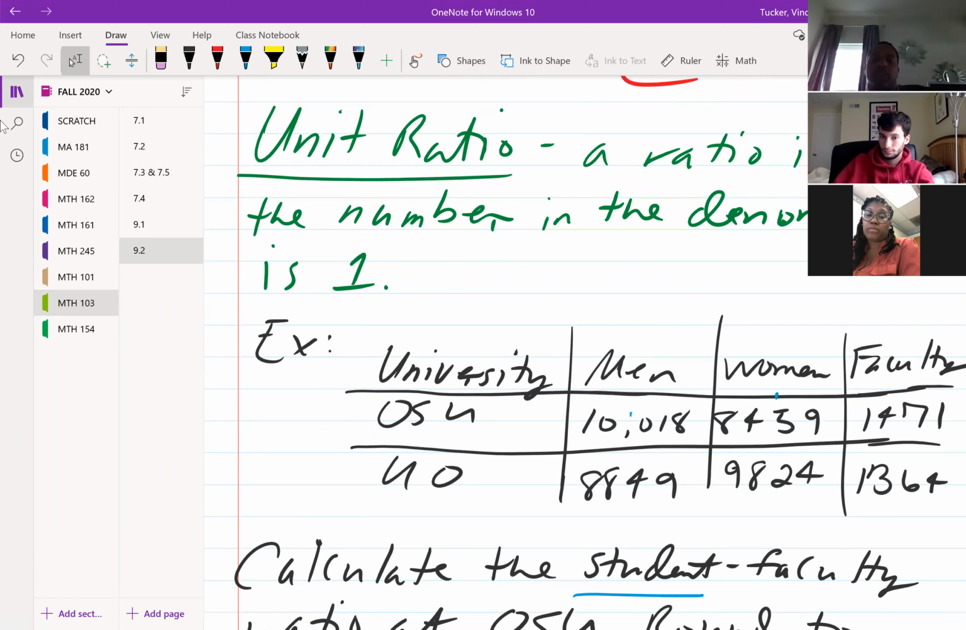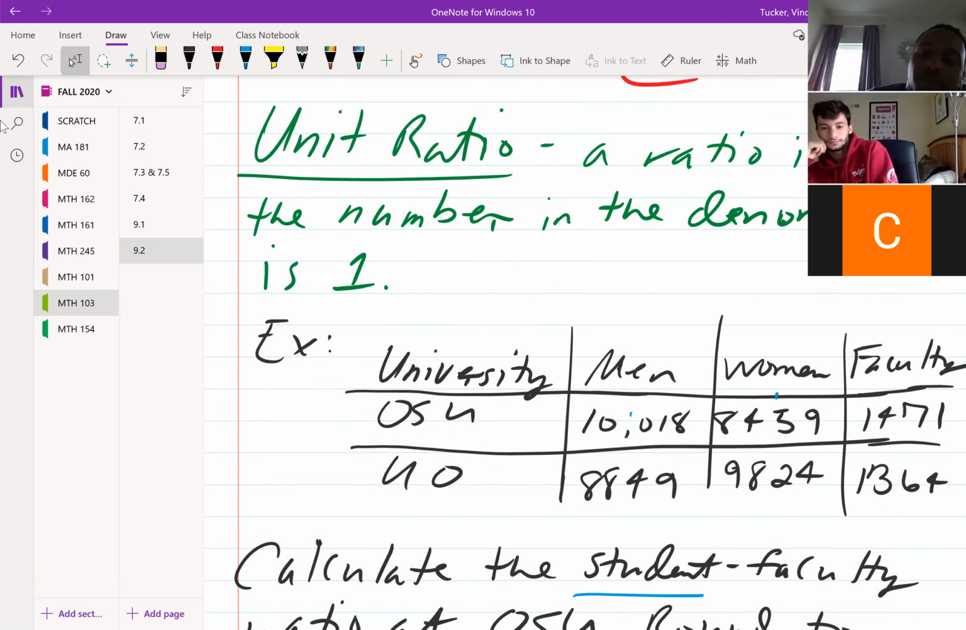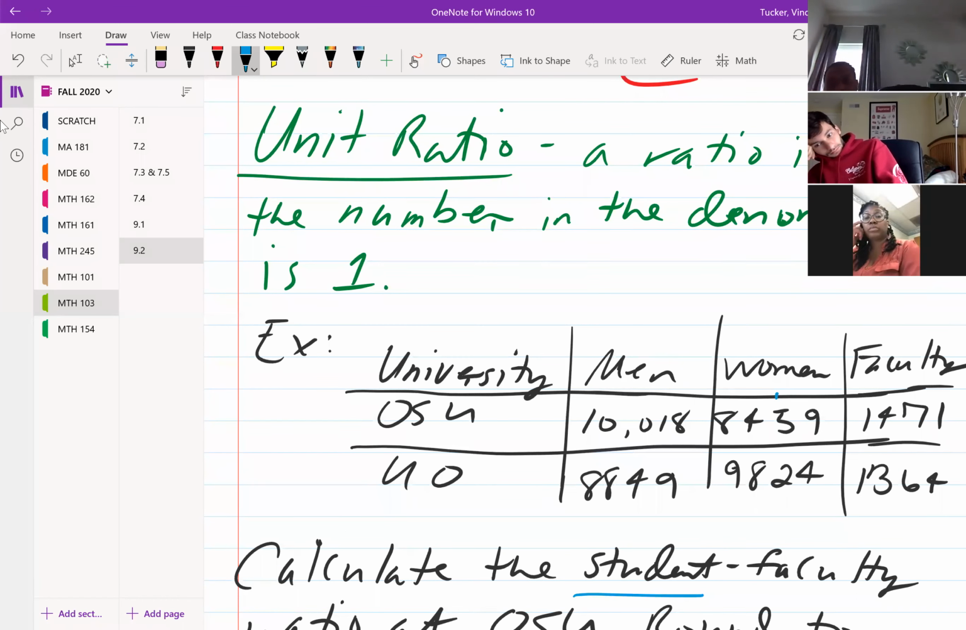So this next example starts off with a chart, a table. OSU is Oregon State University. So I just wrote a shorthand UO, University of Oregon, just in case you guys wanted to write it out. So it gives us the number of men students for each, the number of women students for each, and then the number of faculty for each. So we have 10,018 men for OSU, 8,459 women, 1,471. And then for University of Oregon, 8,849, 9,824, then 1,364.